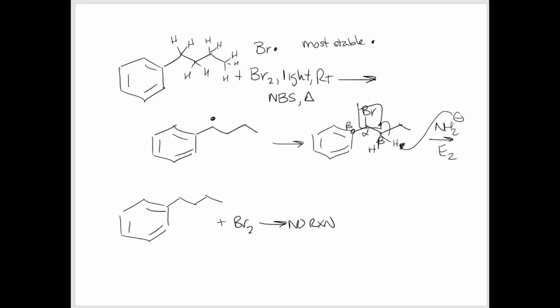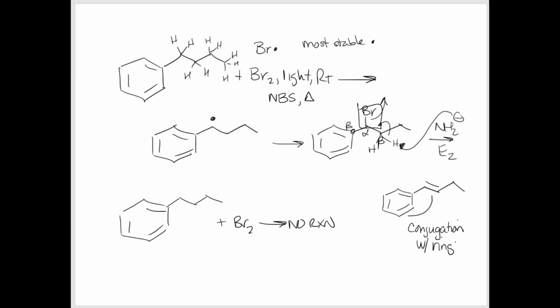So in this case, the NH2 minus would come in and remove this beta hydrogen. Pair of electrons would go here. Bromine would get kicked off in that E2 reaction, so that what you would end up forming is the double bond in this case. And notice that that double bond now is in conjugation with the benzene ring.